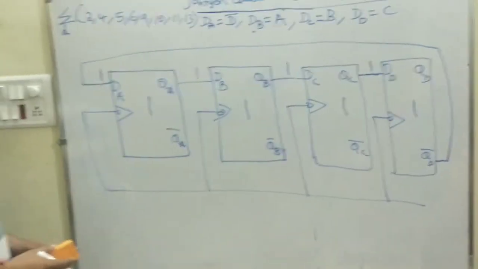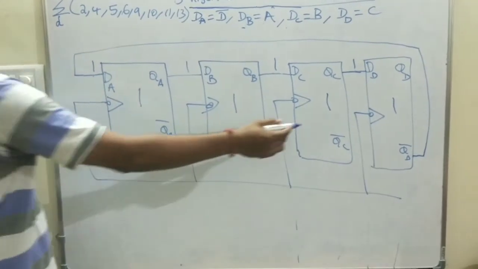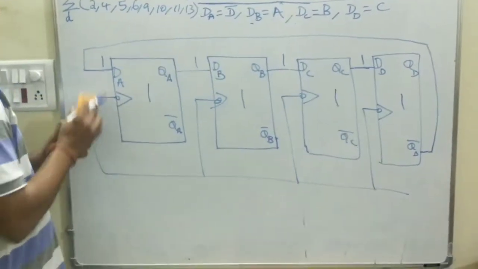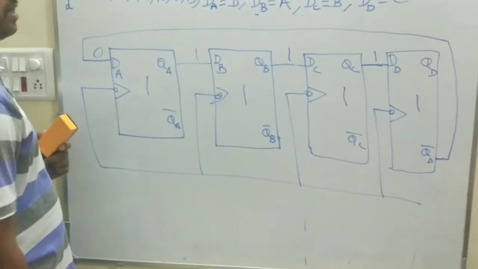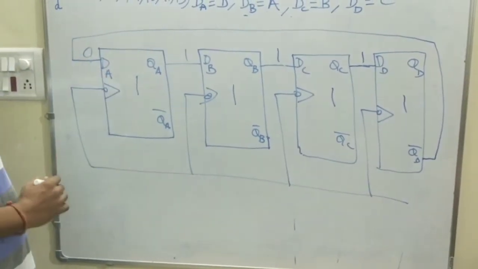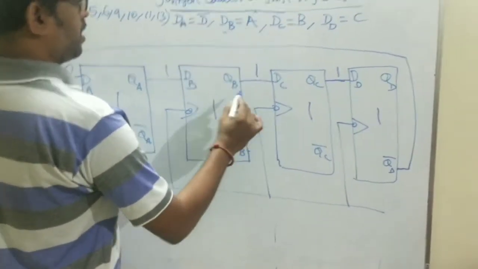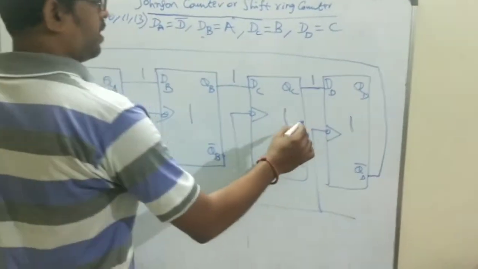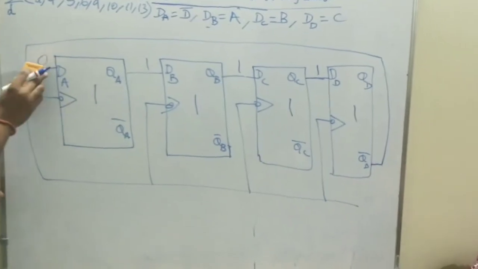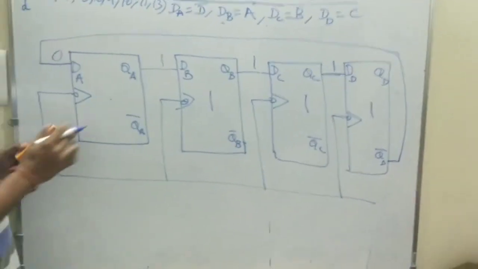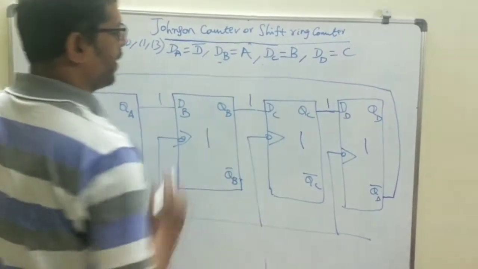Then what would be the next set of inputs? We'll try to find the next state. Here DA will be having the value 0 because we are taking the complemented output. Then DB will be taking the value of 1. DC will be taking the value of 1. DD will be taking the value of 1. Now you apply the clock pulse. While applying the clock pulse, DA would be storing the value of 0. Now this state is 0 1 1 1.